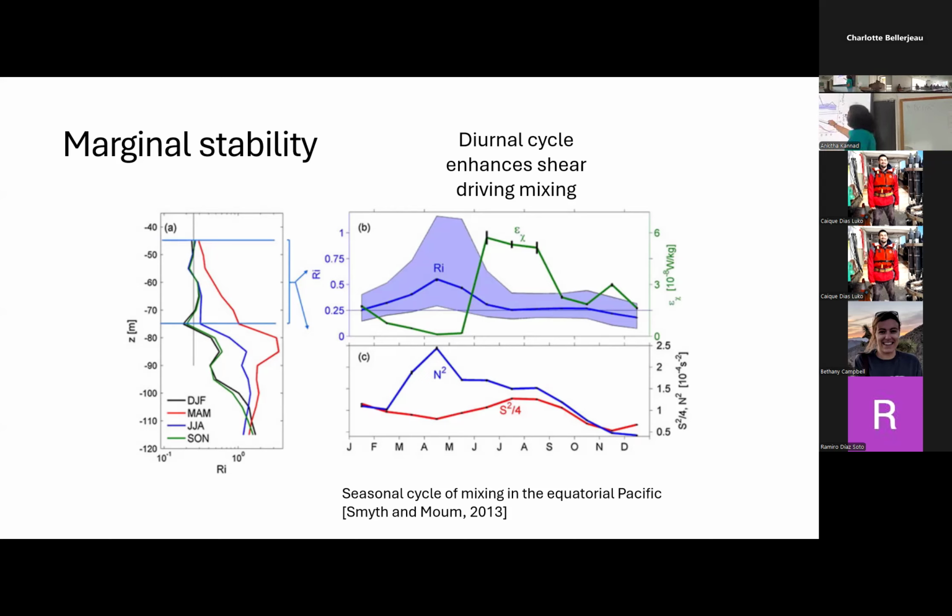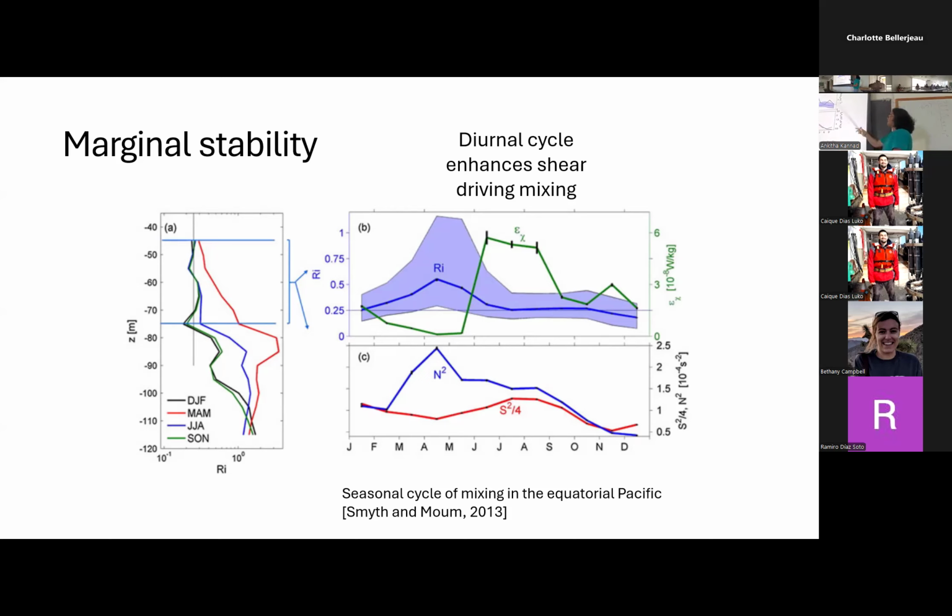And you see that the dissipation or mixing is very low, and then it gets to a point where it's marginally stable, which means that it's just around the 1/4 value. And then in this particular ocean, you have this diurnal cycle of enhanced shear. So every day the shear gets enhanced, and the momentum gets transported into the ocean, and that pushes this marginally stable situation into unstable, and that's what drives mixing.